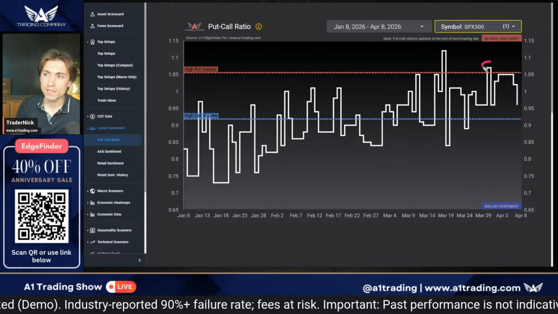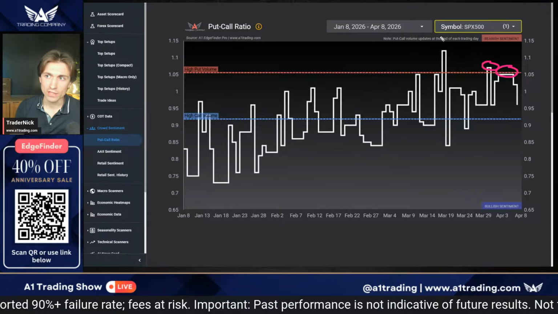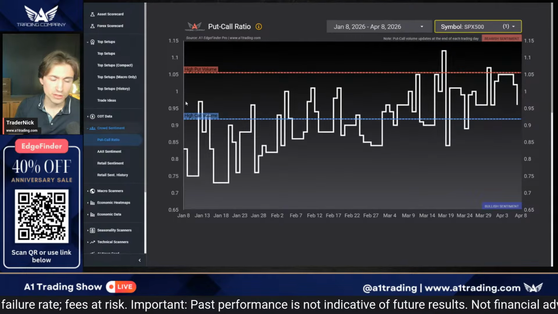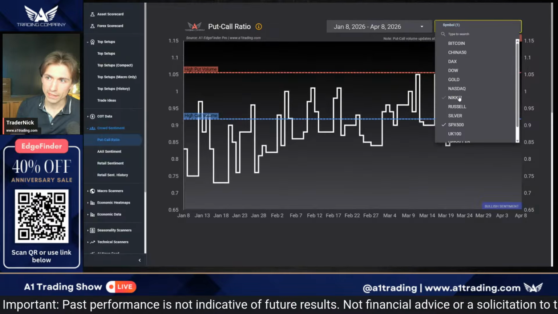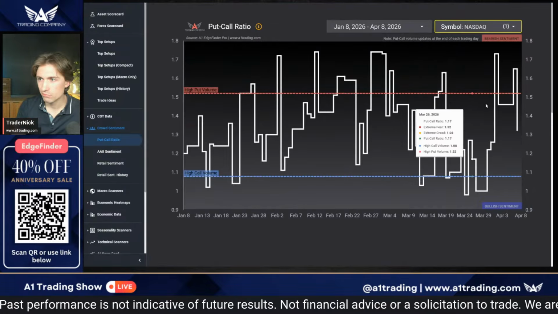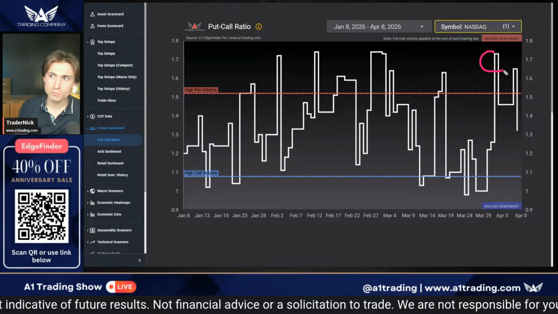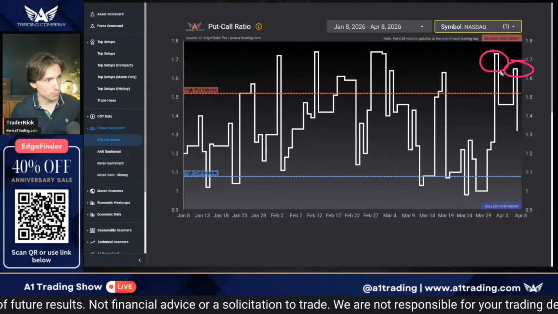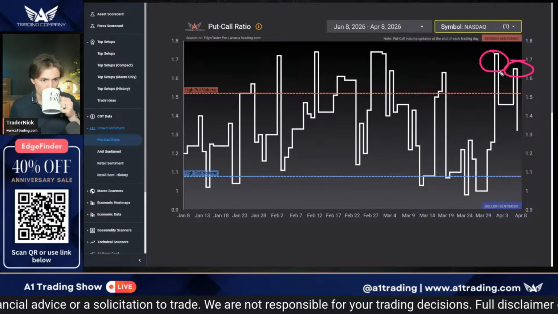Recently, we saw spikes on the put to call ratio, right? Puts surging on the S&P 500. Maybe we can also look at other things, just to see what was going on. Nasdaq, maybe? Yeah, look at this. So Nasdaq saw on the put to call ratio, puts exploded in popularity. People went out and bought puts like crazy. Oh my gosh, the market's going to fall apart. I've got to buy some protection.